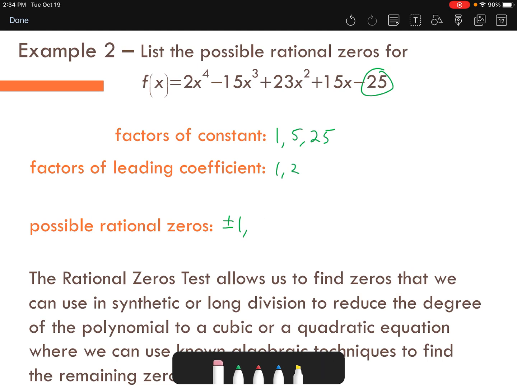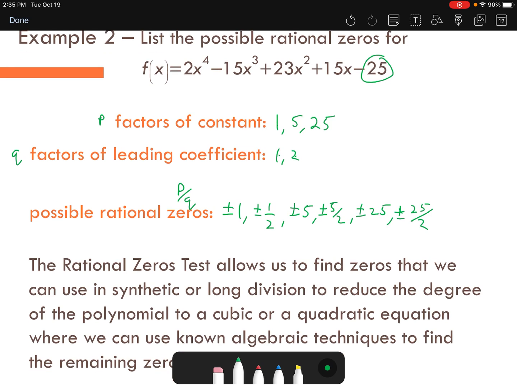I don't think we can get 2, can we? I don't think we can. 1 over 2, but what I like to do is take the p, this is p, remember, and this is q, and this is p divided by q. So I like to take 1 over 1, 1 over 2, and then 5 over 1, and 5 over 2, and then 25 over 1, and 25 over 2. And there's all the possible zeros.